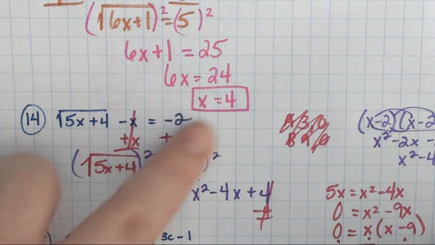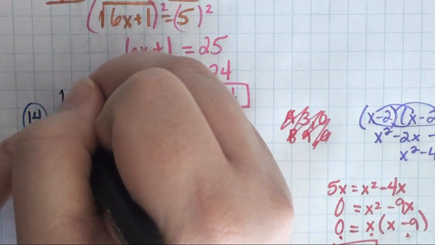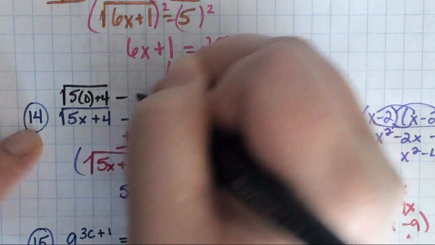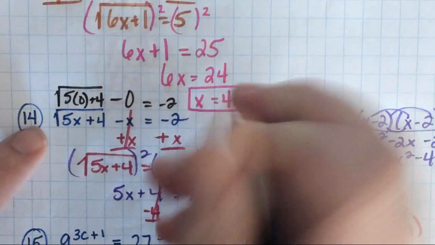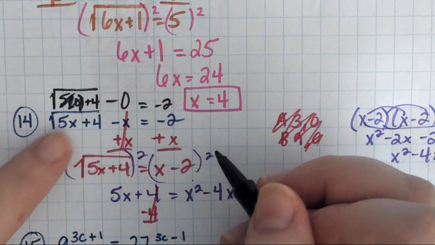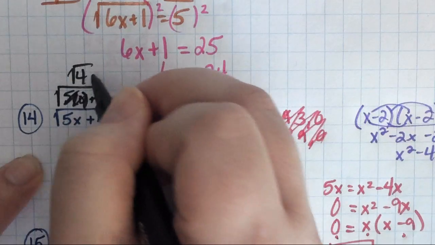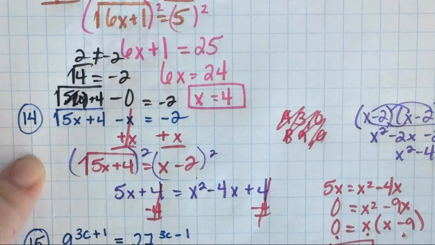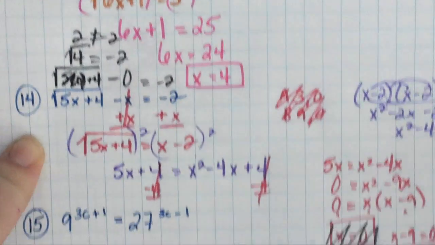And I know there's a problem, because if I plug in 0, I end up getting, so that goes away, square root of 4 equals negative 2. Well, that's not true. Square root of 4 does not equal negative 2. Square root of 4 is 2. 2 is not equal to negative 2. So 0 is not legit. Goodbye, 0.